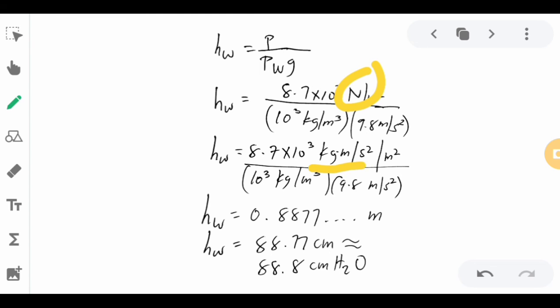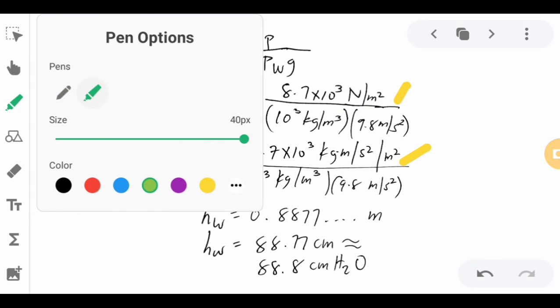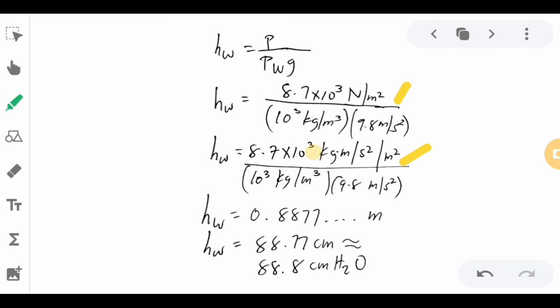This is this one here. Okay, over the meter squared. So again, before you get confused, this one here is Newton. If you will expand the Newton unit, that is equivalent to kilogram per meter second squared, and then over the meter squared. Then we can cancel some units.